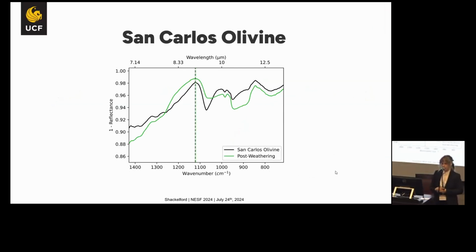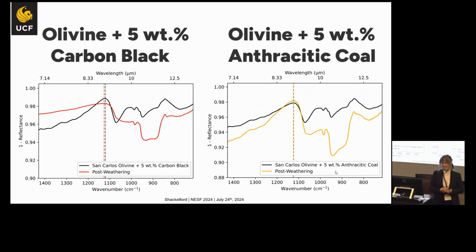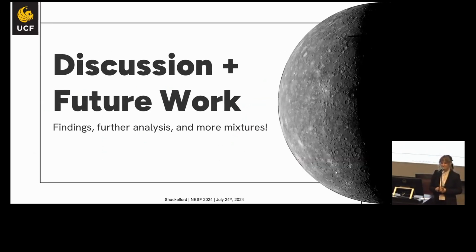This is our spectrum of San Carlos olivine. Sort of flip through these. The carbon black on the left here, the carbon black mixture, and then the olivine and anthracitic coal mixture here on the right. So now we can get into the fun stuff, the discussion and talking about future work.